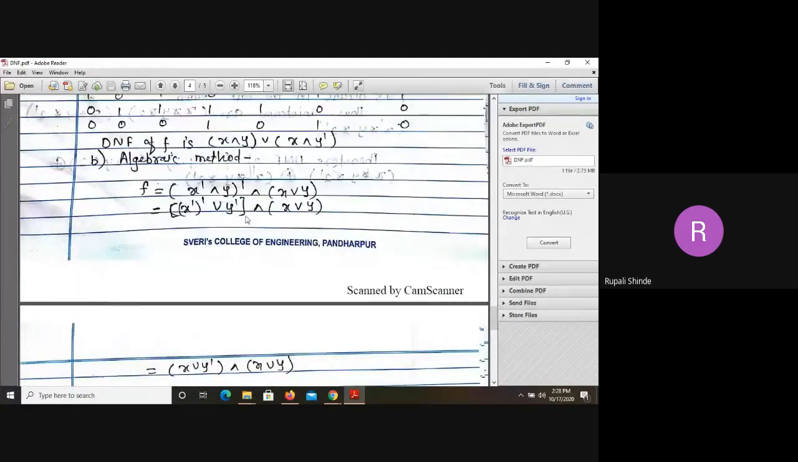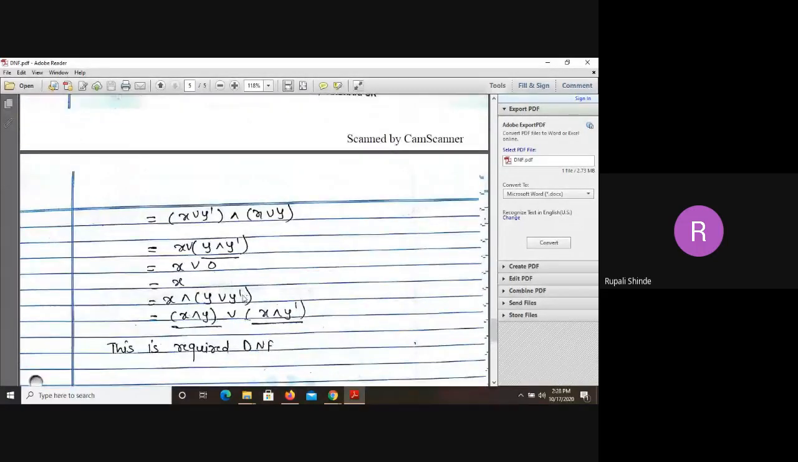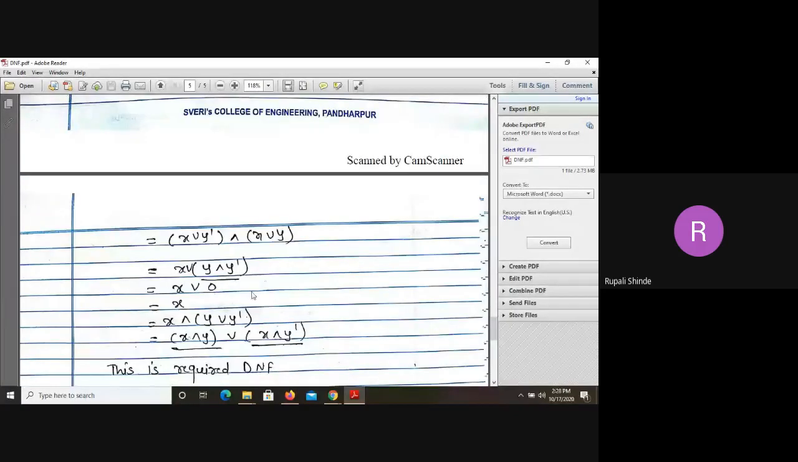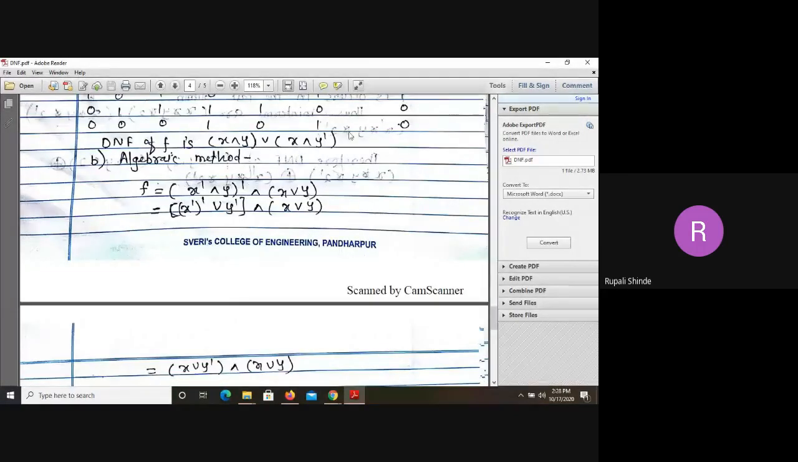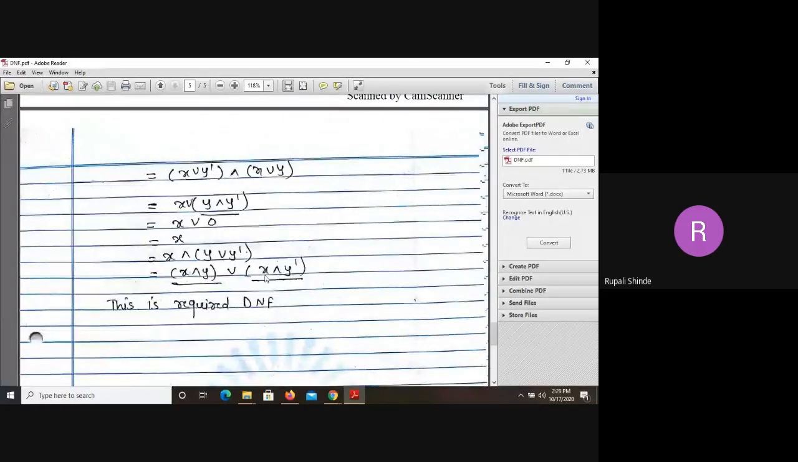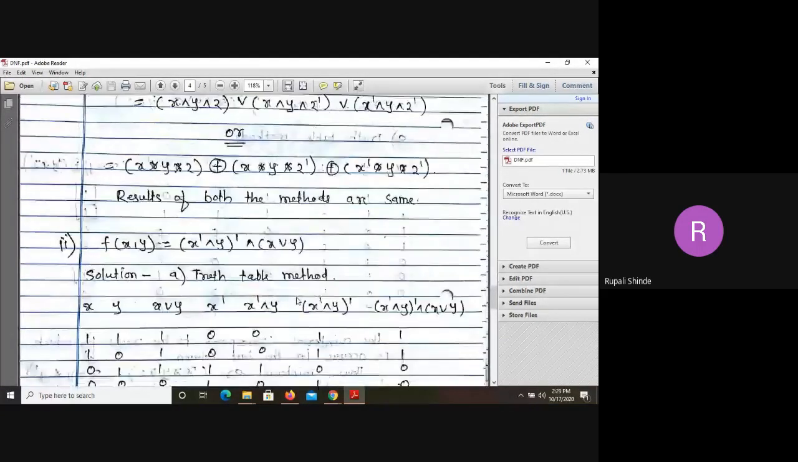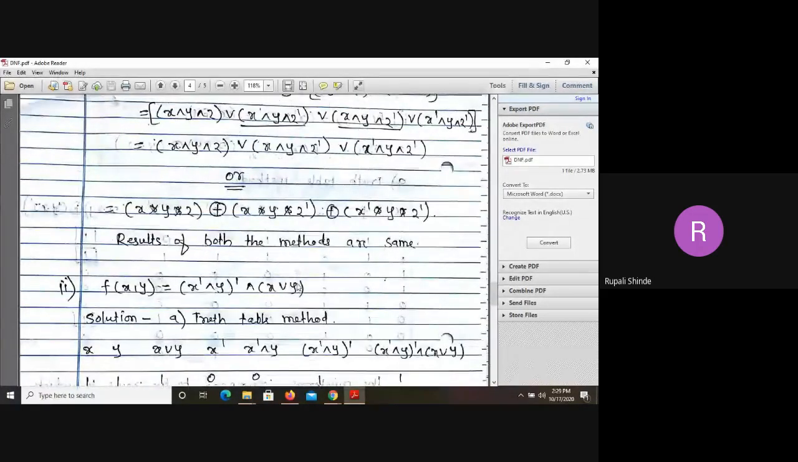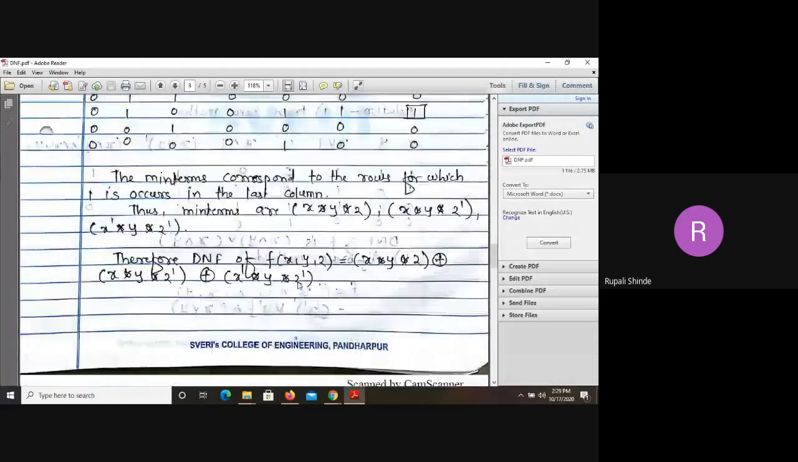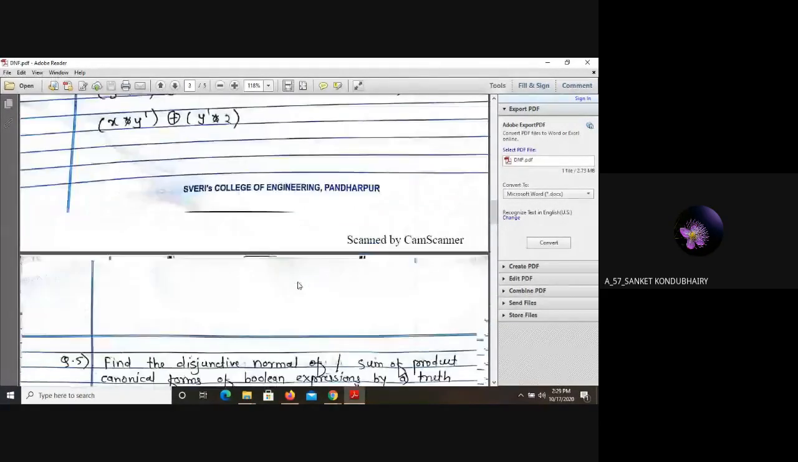Now check here whether both the answers are correct or same. X and Y, or X and Y's complement. This is second term, and here also X and Y's complement. So using both the methods, we got same answer. So whatever answer we got, that is correct. Have you understood these examples? Yes, ma'am. Okay.